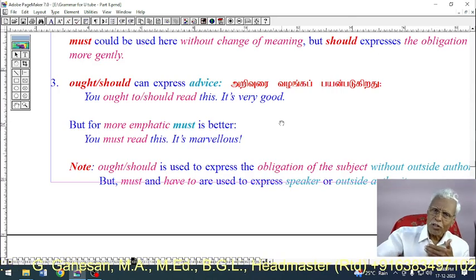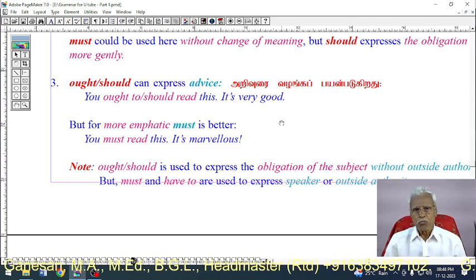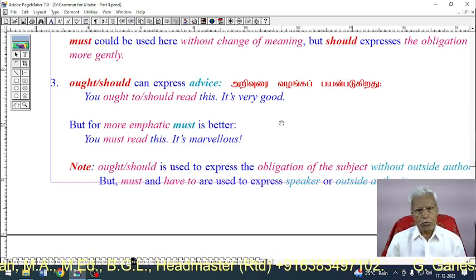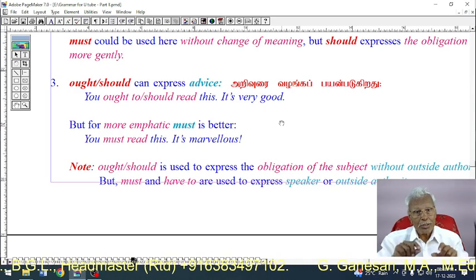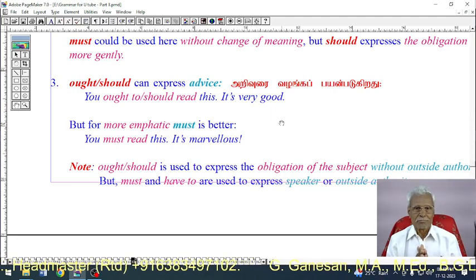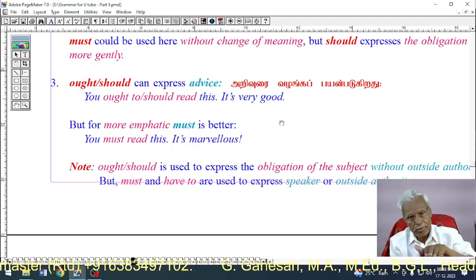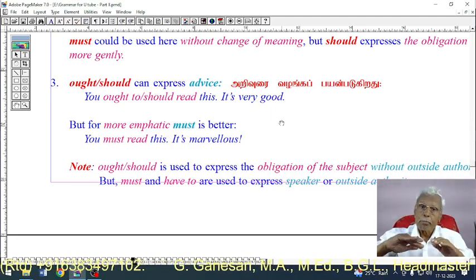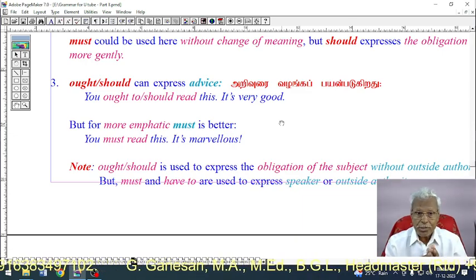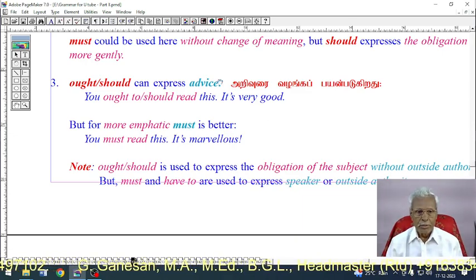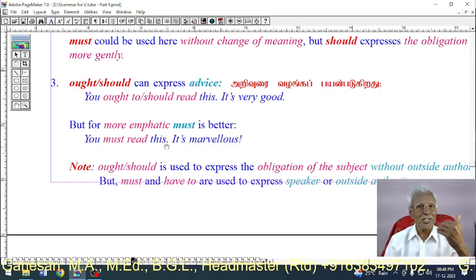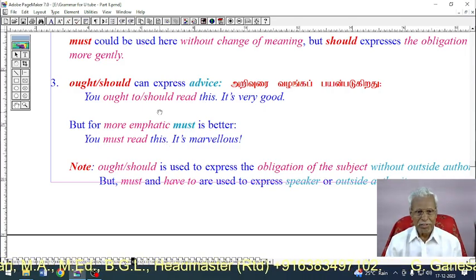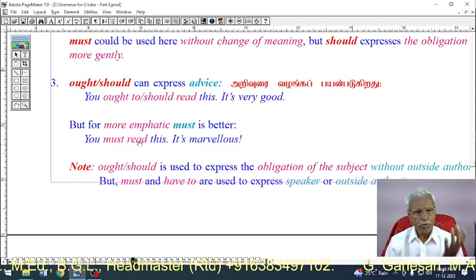That is, for giving suggestions or advice, you can use should or ought to. But must is more emphatic. Should is less emphatic, but must is more emphatic. You should read this. You must read this. There is some difference. It is less emphatic. It is more emphatic. That's all.